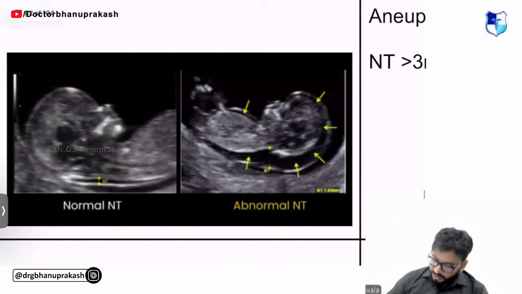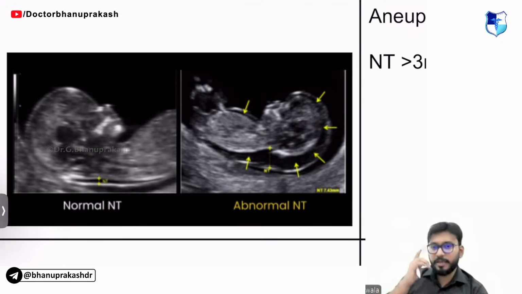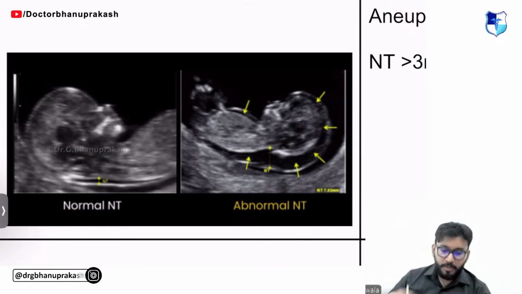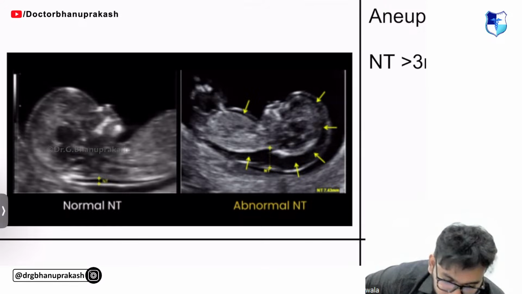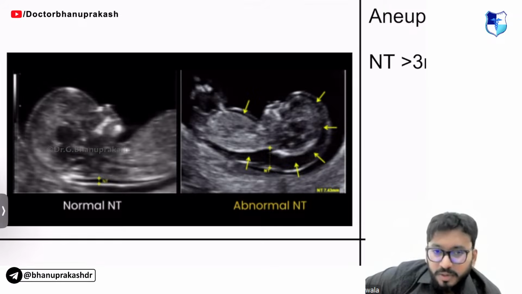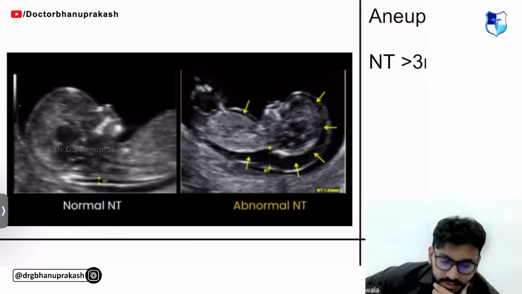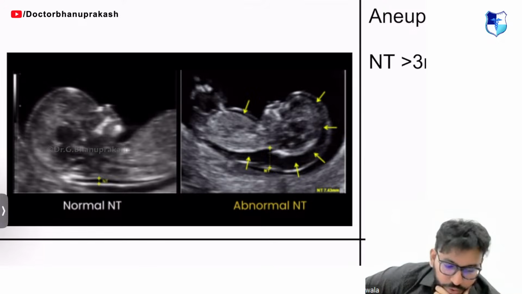Look at this, guys. Can anyone tell me what this is? This image has also been asked multiple times. Come on, guys, just half an hour, 45 minutes to go max. What is this? Anencephaly? No, this is not anencephaly. Look at it. It's written NT.